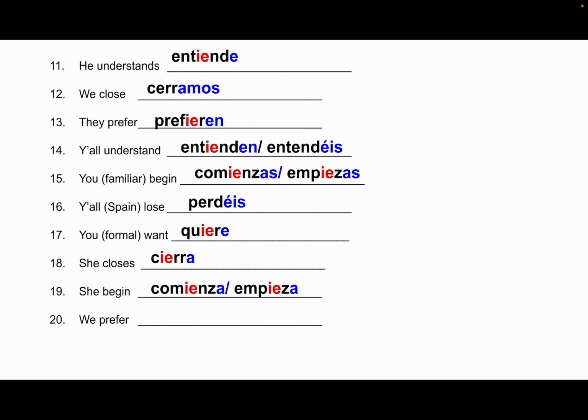And we prefer, be careful, this is an IR verb with a prefix, but it's outside the boot. Whew, thank goodness. So don't have to worry about, shoot, it's a boot. Preferimos.